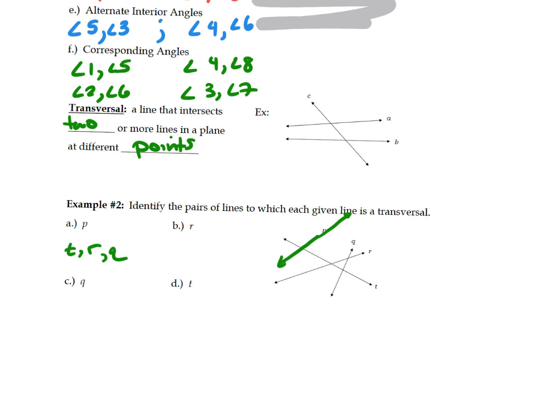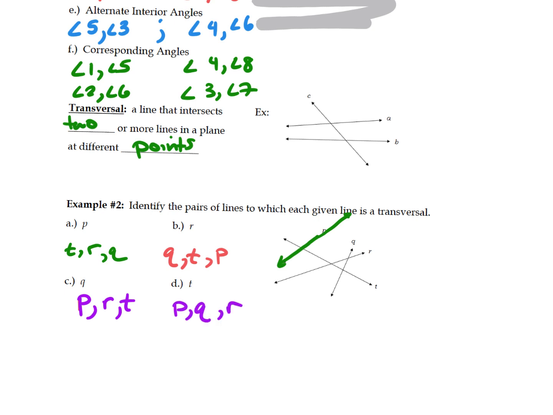So R, same thing. R will intersect Q. It will intersect T, and it will also intersect P. If you look at these, they're all transversals of one another because none of these appear to be parallel. So Q will intersect P at some point. Q will intersect R, you can see that on the example, and T. And then T, same thing. T will intersect all the other ones, so P, Q, and R.